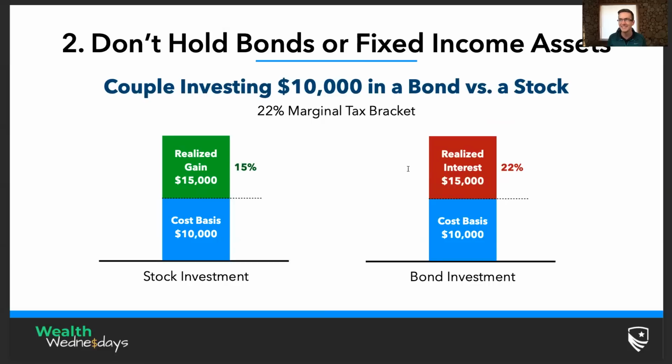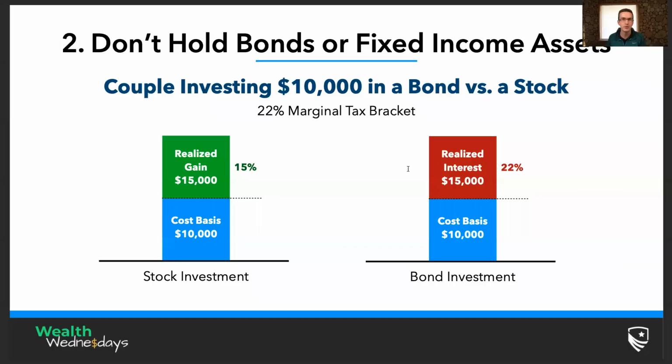Let's say we have a couple investing $10,000 in a bond versus in a stock. They're in the marginal 22% rate, and this is in a taxable account. Let's say we've had the same growth. Obviously, we expect to have more growth from stocks, so let's just imagine these are different time periods. But let's imagine they've held the stock for more than a year. They've been holding the bond, obviously, for a lot more than a year as well. Well, the cost basis of the stock, they put $10,000 into this given stock, and now the stock has grown to $25,000. So they have $15,000 of unrealized gains.